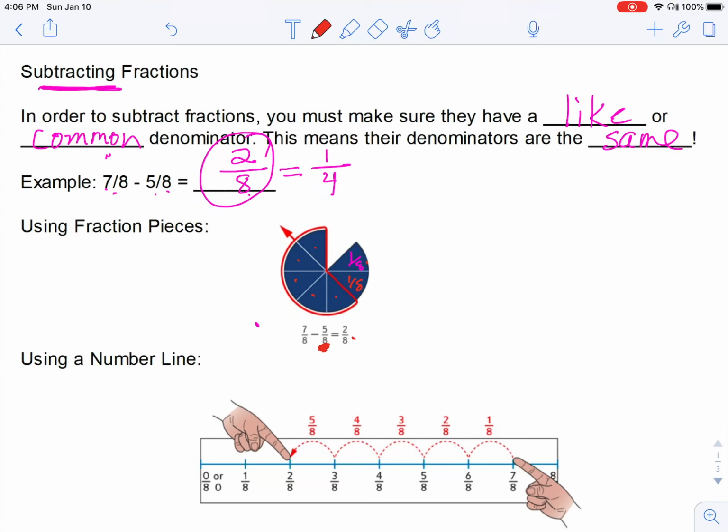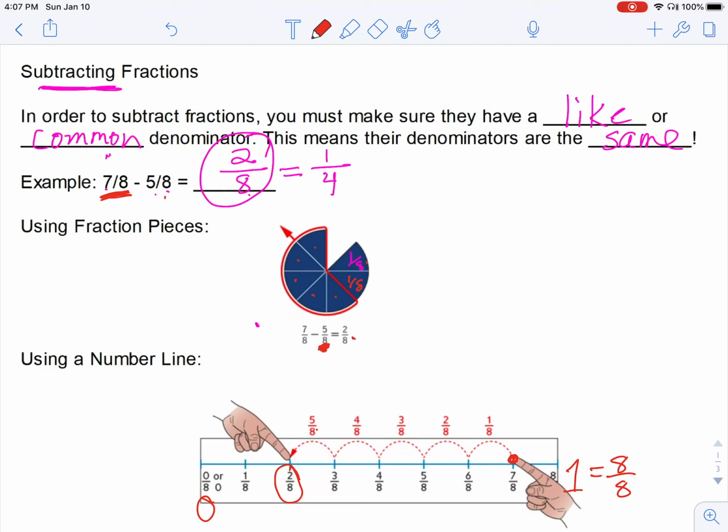We could also show this and prove this on the number line. My number line here goes from 0 all the way up to 1 whole, also known as 8/8. But in this case, we're starting at 7/8, so we put our finger there. We're moving backwards 5/8 on the number line. You see those hops all the way. Counting 5/8 backwards would land us at 2/8, our solution.